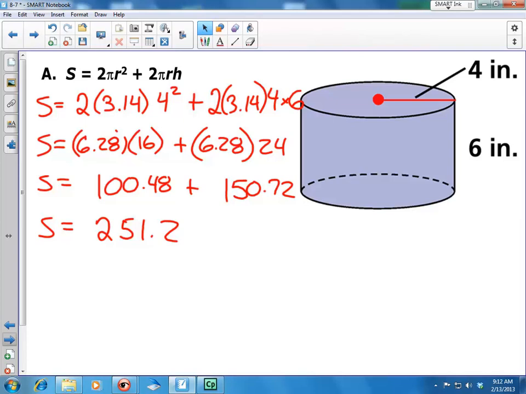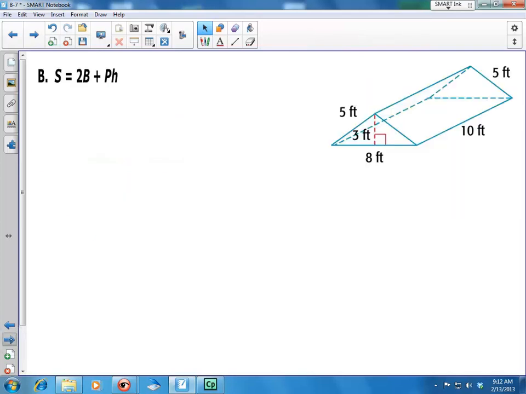All right, questions on our cylinder? Wasn't that hard. Okay, good. Let's take a look at our next one. This one, we have a triangular prism. Now, what is the base shape of a triangular prism?